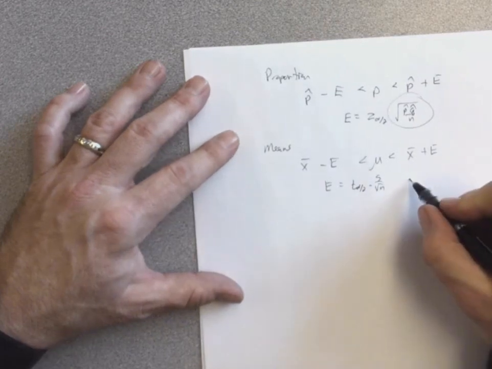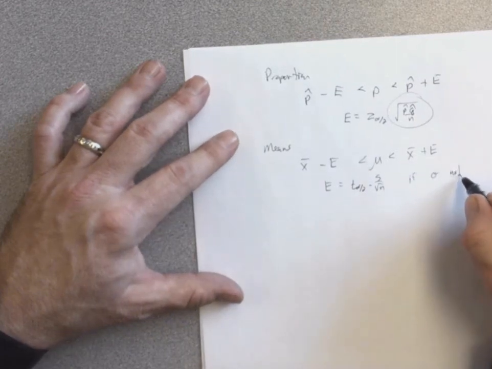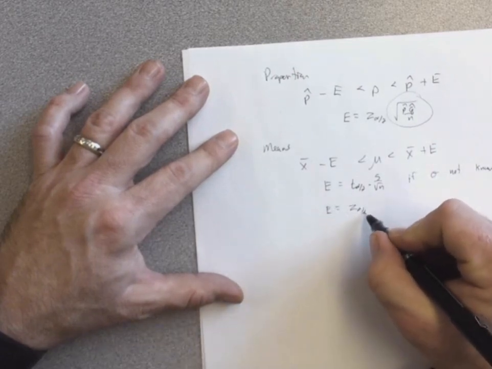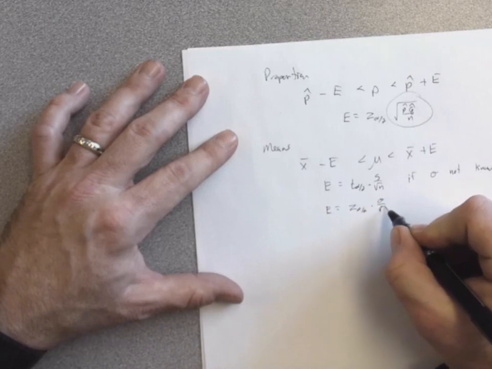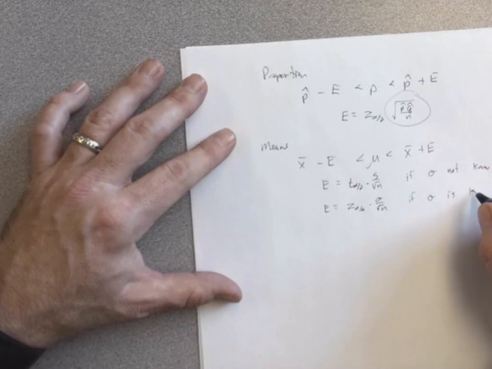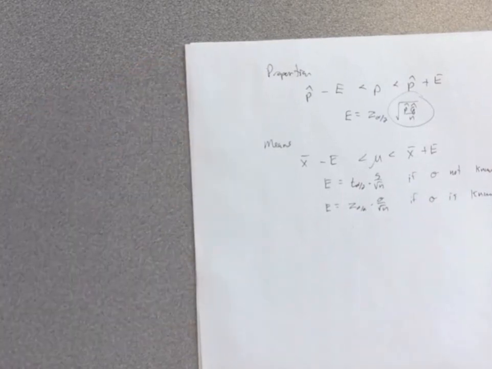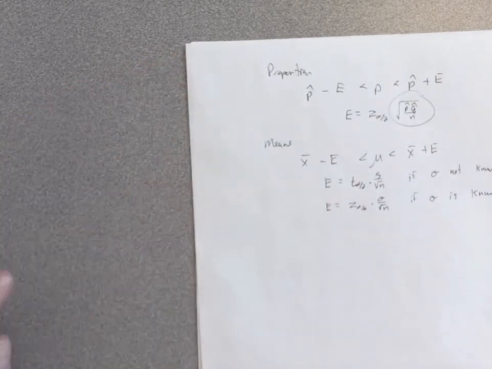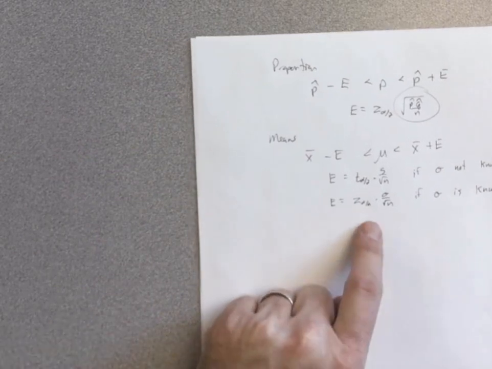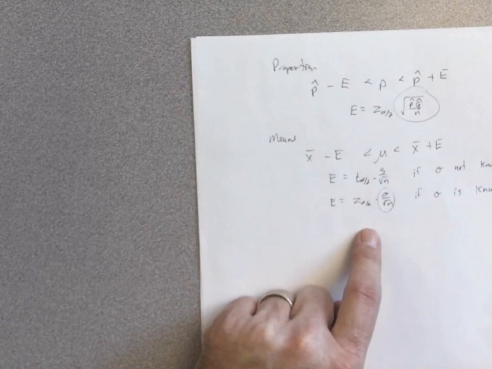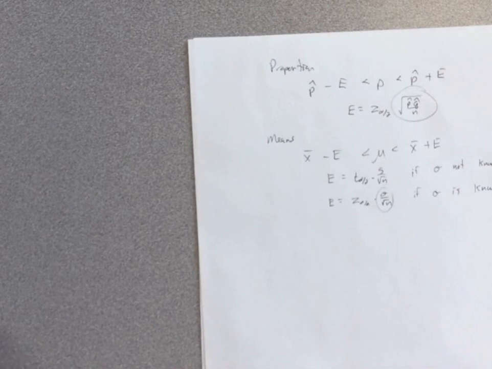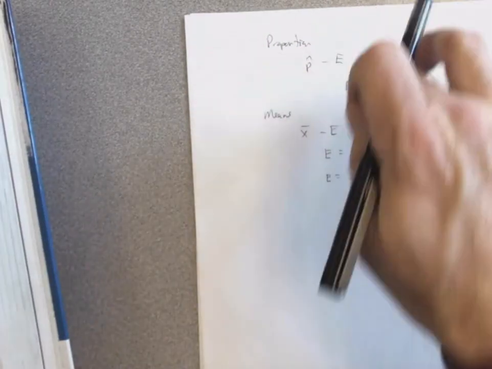And that is if sigma is not known. Or you're going to do E is equal to Z alpha over 2 times sigma over the square root of n, and that's if sigma is known. So sometimes they give you sigma, and if they give you sigma, you're going to use this to find your error, okay? But again, it's still the same thing. It's a critical value times, remember, a standard deviation. So it's the exact same kind of idea. If you can do this, you can do this.